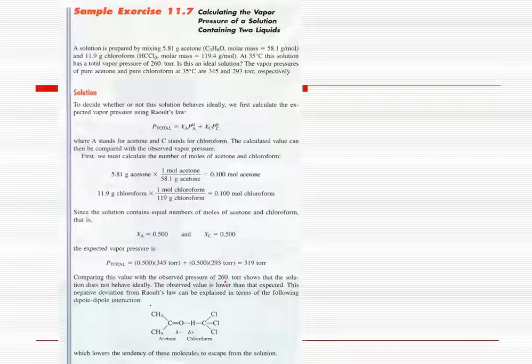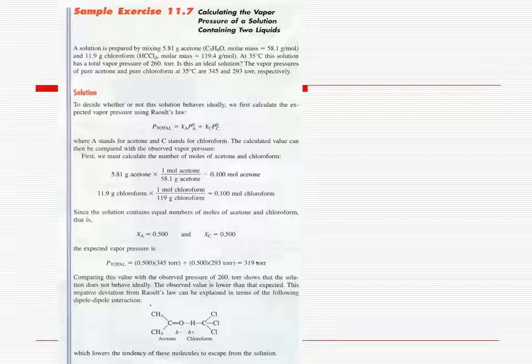The only way you would know that's a negative deviation or a positive deviation is to have the information of what happened in the lab. So if you were having to predict whether it's positive or negative, you'd have to know what the actual measured value is and compare it to Raoult's law. They're not going to expect you to be able to predict that without that data. So I hope that's helpful for you. And again, this is the new vapor pressure predicted.